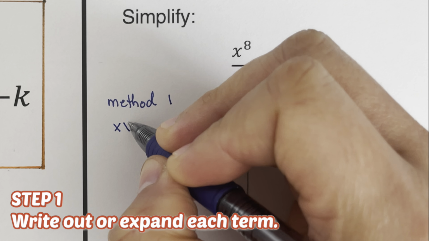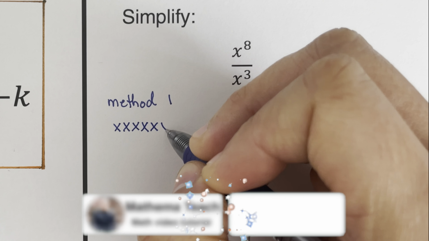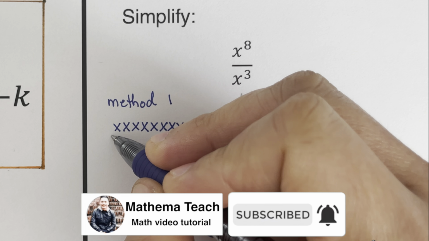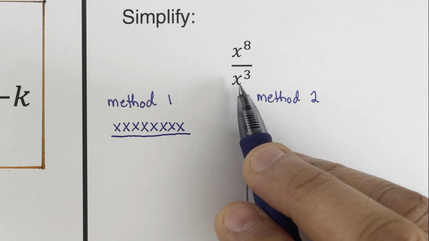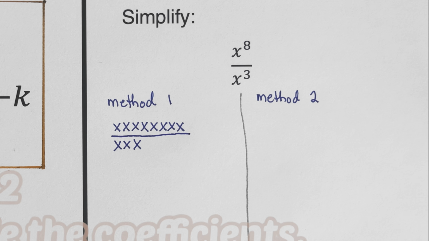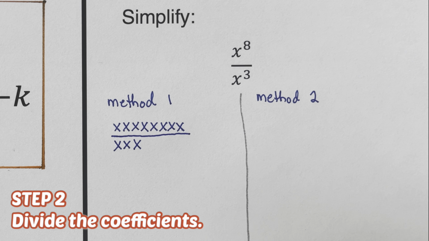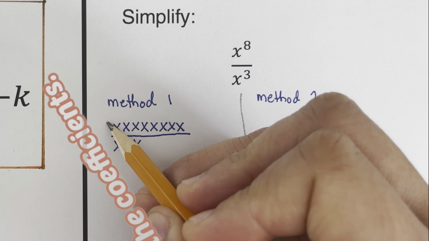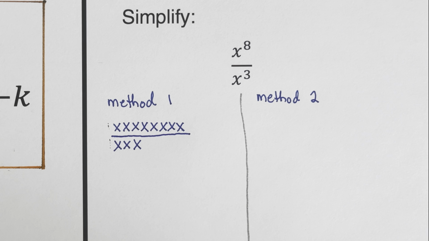So that's 1, 2, 3, 4, 5, 6, 7, 8. That represents the x to the 8th power. We're supposed to divide this by x to the third. That means there are 3 x's. Now, the second step is to divide the coefficient. In this case, the coefficient for both of these terms is an invisible 1. So 1 divided by 1 is just 1, so we don't have to write anything if it's 1. We just keep it as an invisible 1.